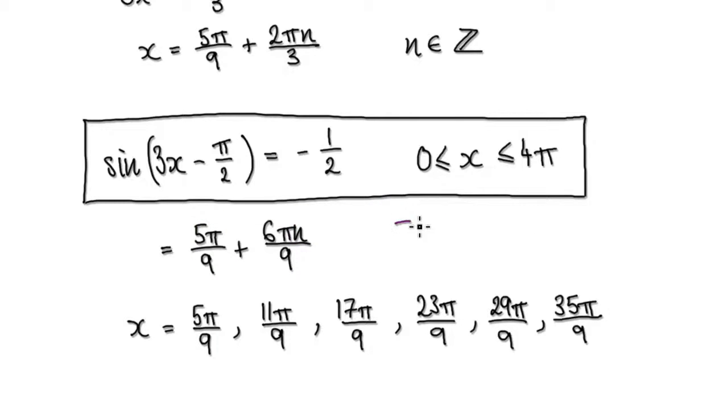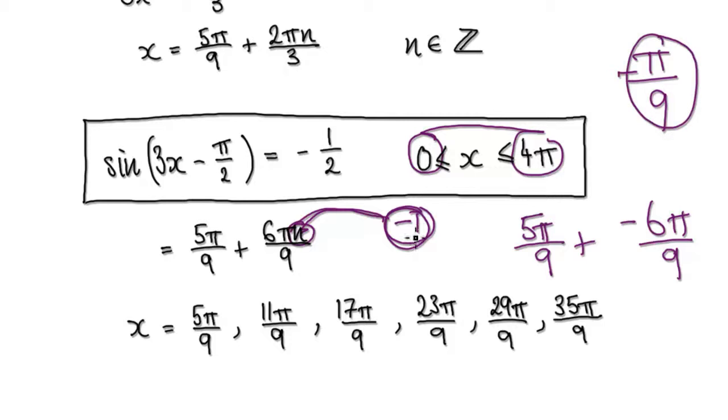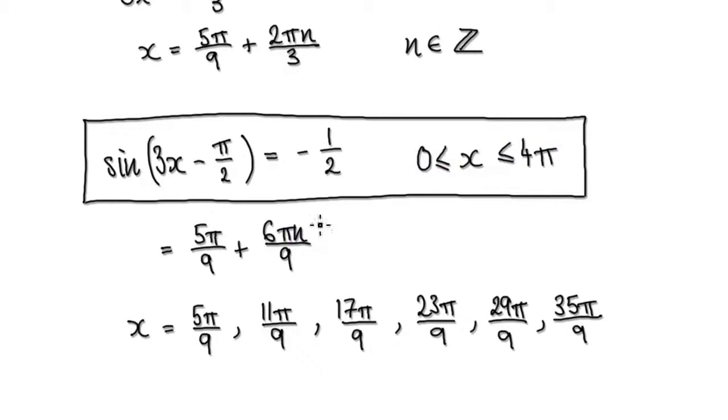But don't put negative 1, okay? If you put negative 1 into this n here, our first solution would be pi over 9, and then plus, it will give you minus 6 pi over 9, then that would equal minus pi over 9. You see, our solutions must be between 0 and 4 pi. This is less than 0, so we shouldn't be putting negative 1 in there, because we want our solution to be between 0 and 4 pi. So hang on, remember, n can be 1, 2, 3, any integer here.